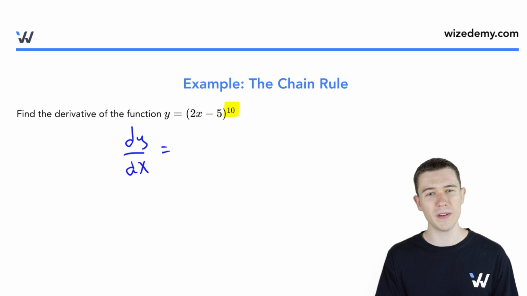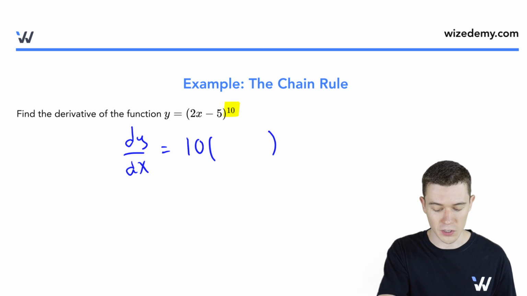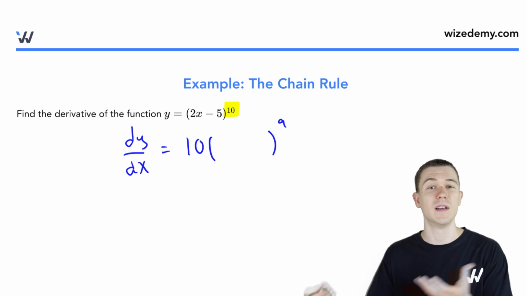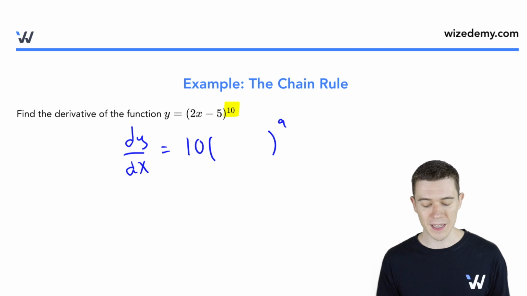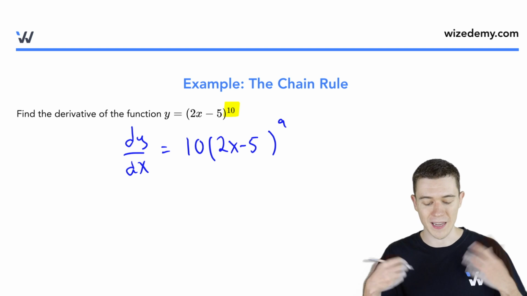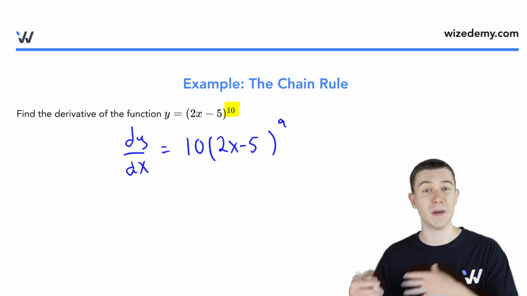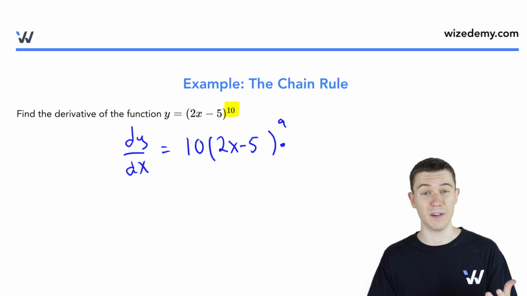So what's the derivative of x to the 10th? Well, the power rule says it's 10x to the 9th. Multiply by the power, subtract 1. But the chain rule says we keep the inside function. So we just keep the 2x minus 5 on the inside. You leave that alone. But here comes the chain rule part. We multiply this by the derivative of that inside function.